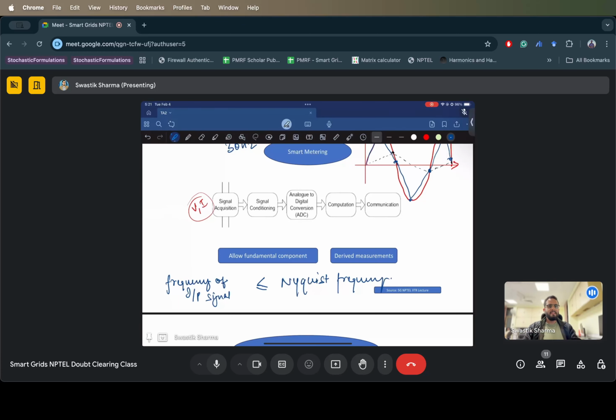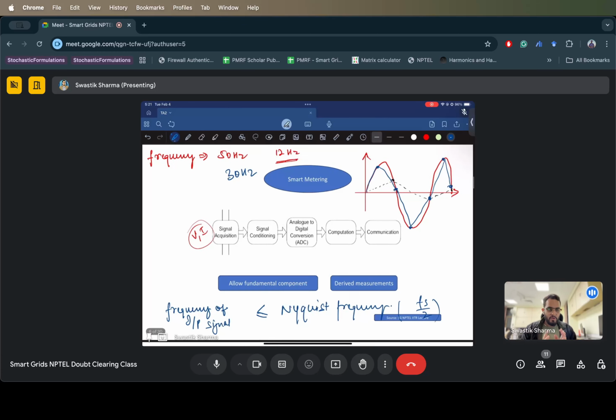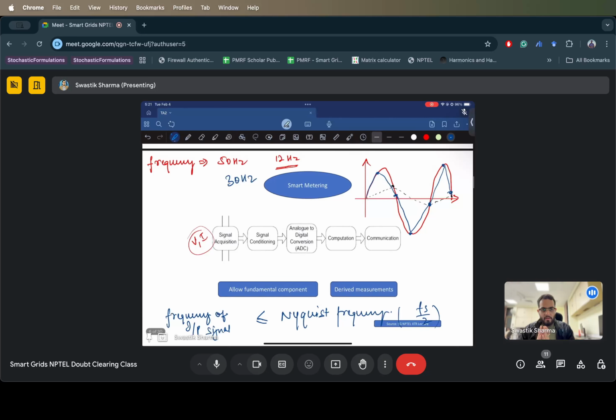So Nyquist frequency is that the sampling rate of the ADC, or let's say if my sampling rate is Fs, then Fs by 2 should always be greater than or equal to the frequency of your input signal. And this would ensure that aliasing is not there in your signals, right? So this is what happens in signal conditioning.